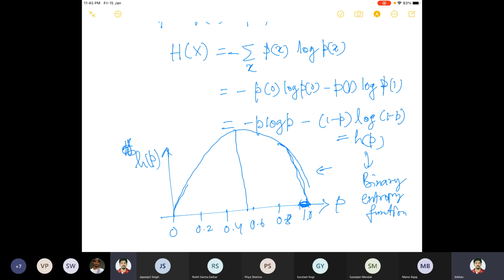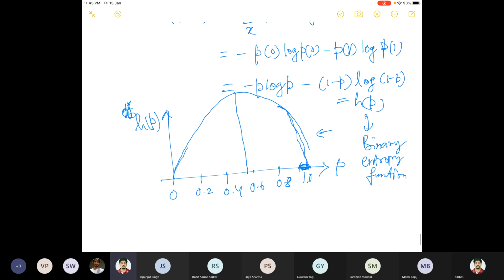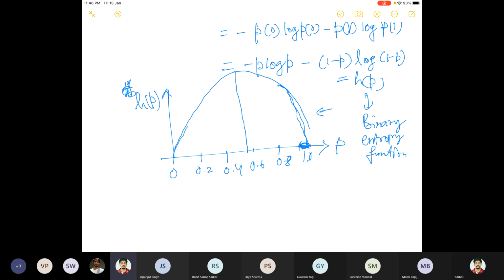Okay, so this H(p), or sometimes people write H2(p) in different books. But this function has a very nice property. So is it concave or convex? It is concave.